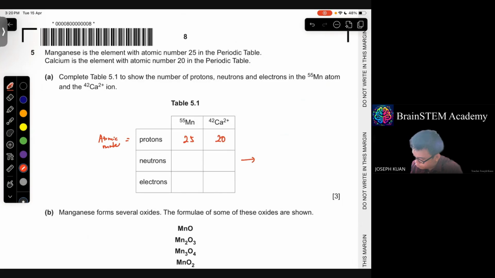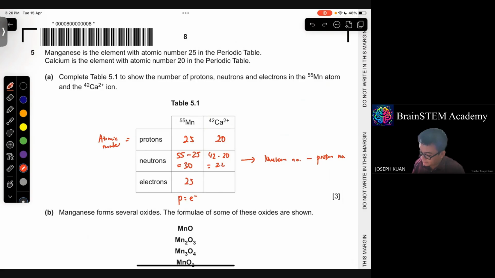To find neutrons, all we have to do is take the mass number, or should I say the nucleon number, and minus the proton number. So this will be 55 minus 25, that gives you 30. And this will be 42 minus 20, which gives you 22. Now, for electrons, since this is uncharged, there are the same number of protons and electrons, and that will be 25. And this one has a 2 plus charge. For an atom to form a 2 plus charge, it must donate 2 electrons. So it has 2 fewer electrons, which means it has 18 electrons.